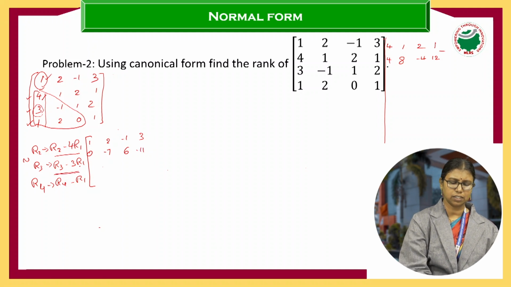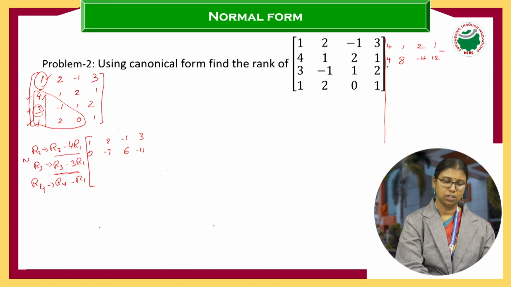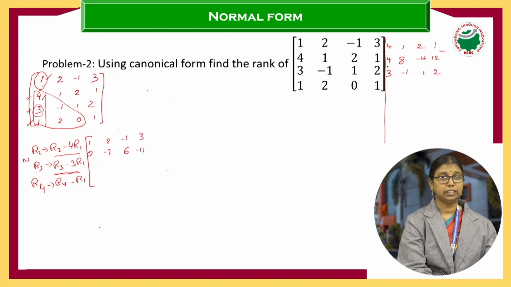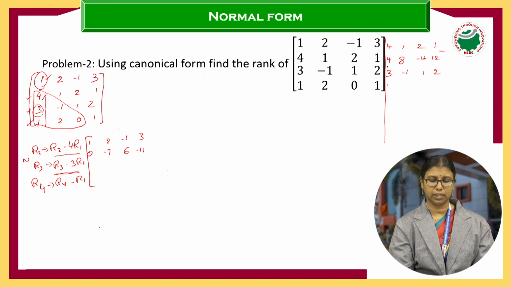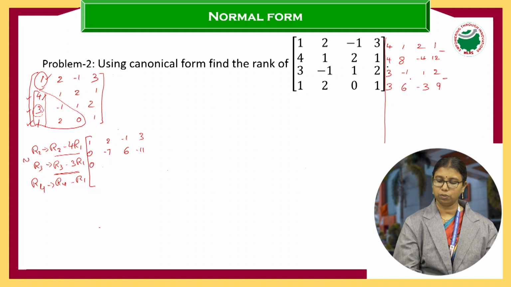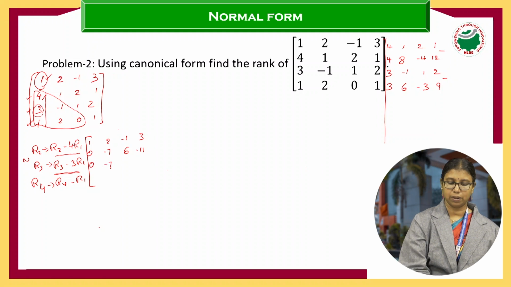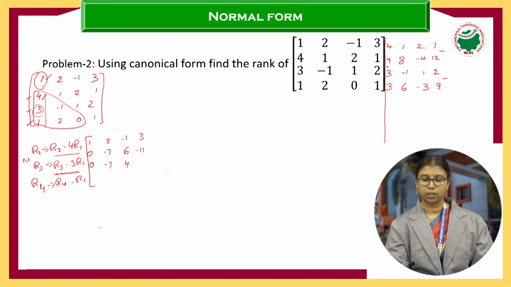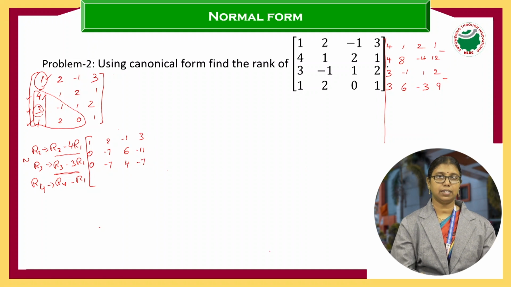Next R3 is changed as R3 minus 3R1. So R3 is 3, minus 1, 1, 2. 3R1: multiply the first row with 3. That is 3, 3 2s are 6, minus 3, 9. Again by subtracting, this is 0. Minus 1 minus 6 is minus 7. 1 minus of minus 3 is plus 3, so 4. 2 minus 9 is again minus 7.